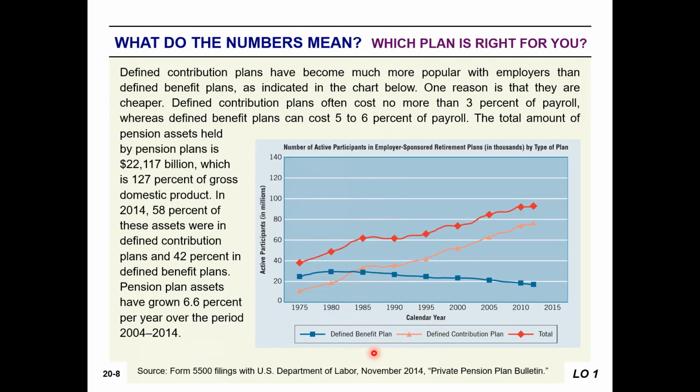Defined contribution plans have become much more popular with employers than defined benefit plans, as indicated in the chart below. One reason is that they are cheaper. Defined contribution plans often cost no more than 3% of payroll, whereas defined benefit plans cost 5 to 6% of payroll. The total amount of pension plans held by pension plans is $22 billion, which is 127% of the gross domestic product.